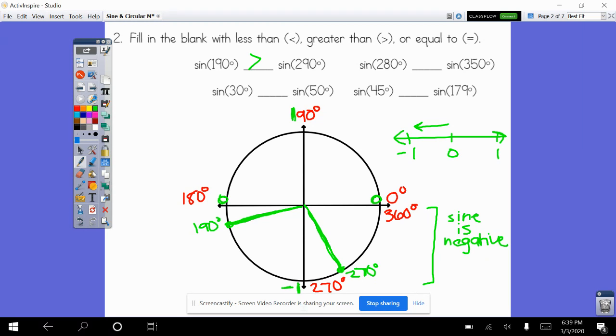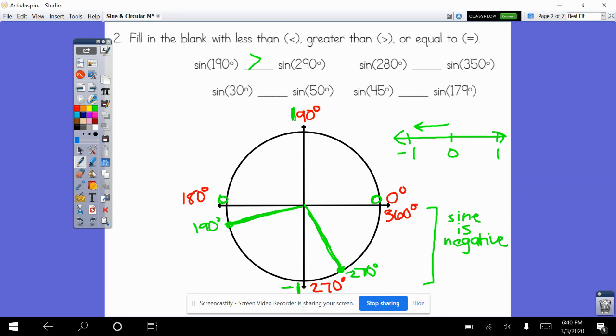You can also just think of it as the closer the point is going up, like 190 is a higher point than 270. So it's going to be a bigger sine value. It's really just that simple. Let's do another one so I can show that again. So sine of 280 and sine of 350.